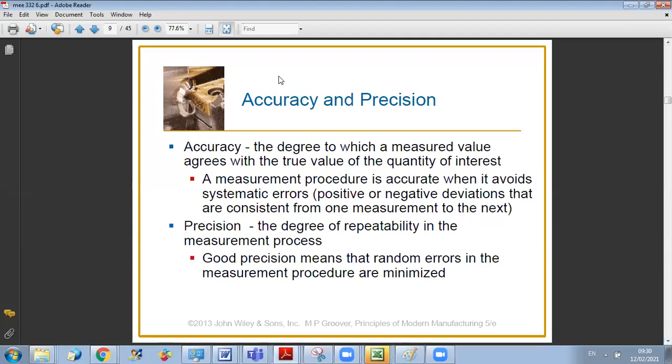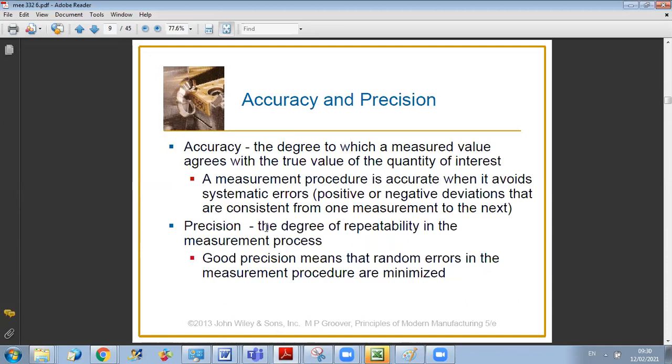Now, what are accuracy and precision? They are different. We should know the difference between them. Accuracy is the degree to which a measured value agrees with the true value of the quantity of interest. So if I have a certain quantity and I am doing a measurement, accuracy is how close my measurement is to the real value. So a measurement procedure is accurate when it avoids systematic errors between the true value and the measured one.